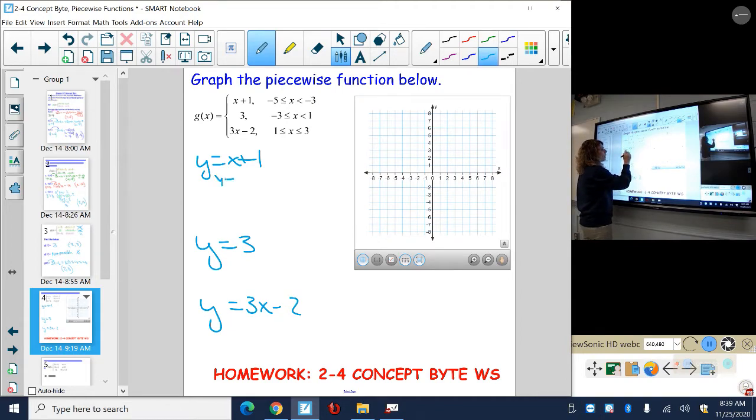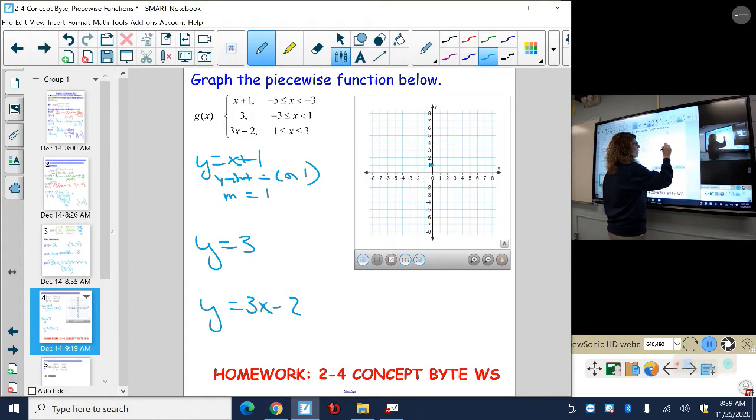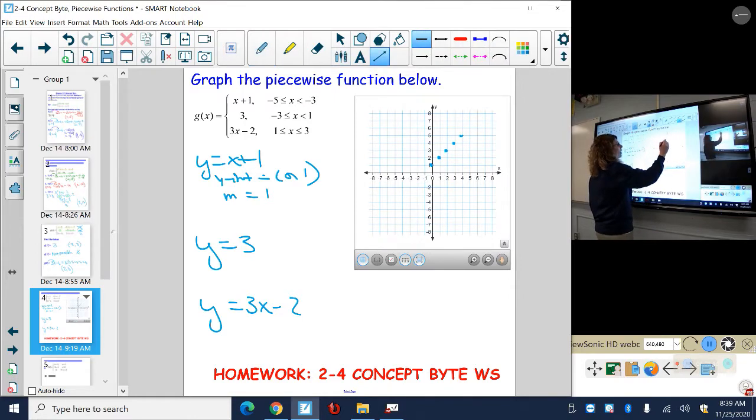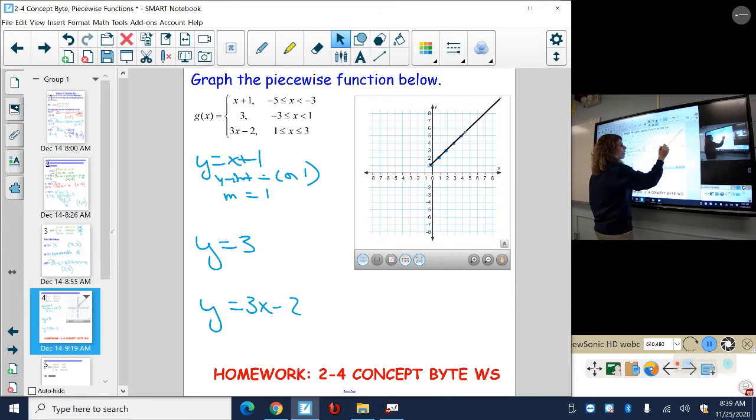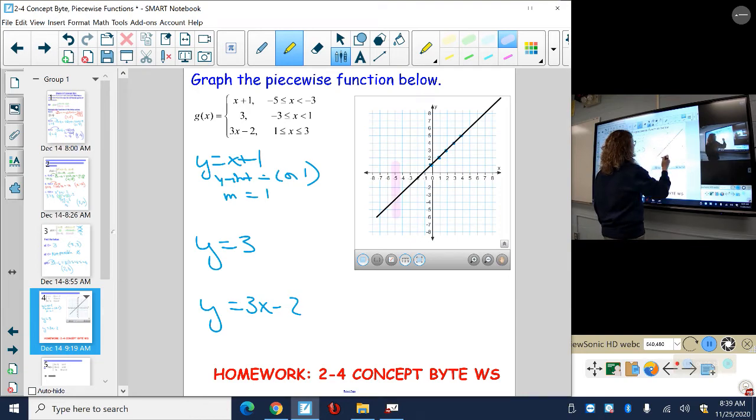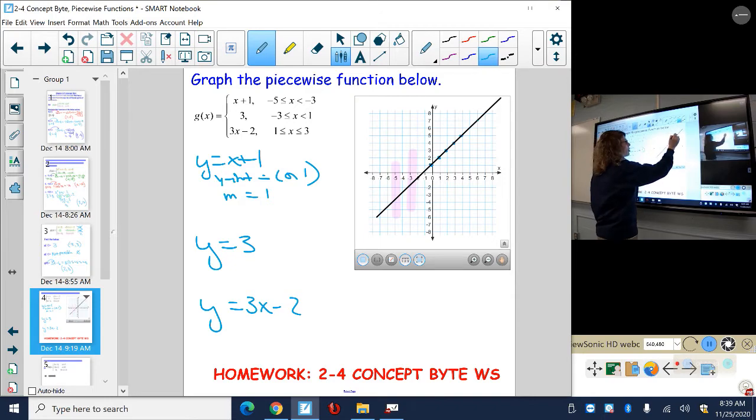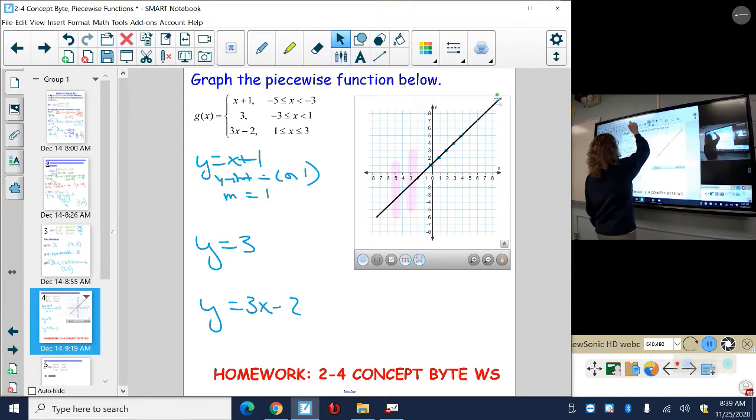That means I have a y-intercept of 0, 1, and a slope of 1. So I start at 0, 1. I rise up 1 to the right 1. Okay? So here's my line. This is my line. I'm only going to utilize this line between -5 and -3. Do we see that? So I'm simply just going to shrink this line down. I'm going to shrink this line down.